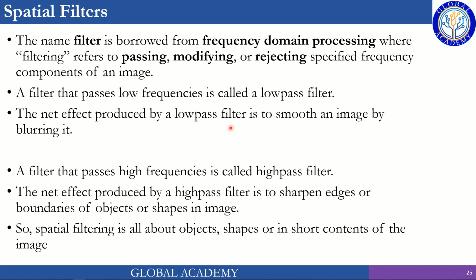So spatial filtering is all about objects, shapes, and contents of the image, not the colors, as compared with the point pixel operation, where the point pixel operation is purely about the tone or color contents of the image, whereas in spatial filtering we talk about objects and contents of the image.